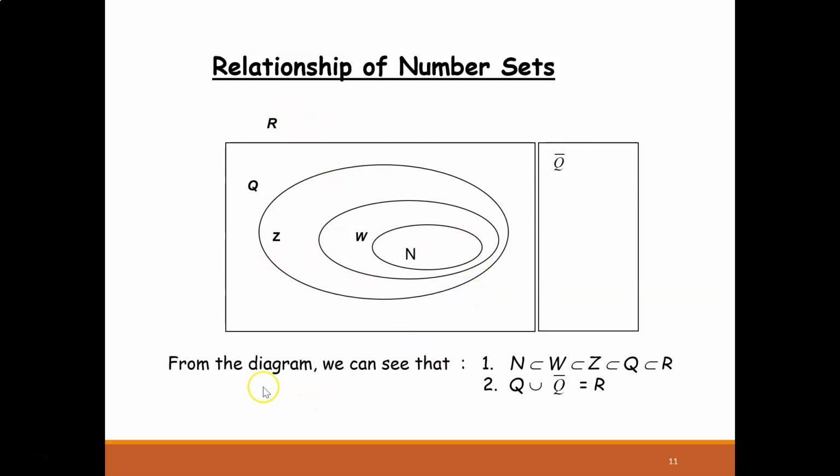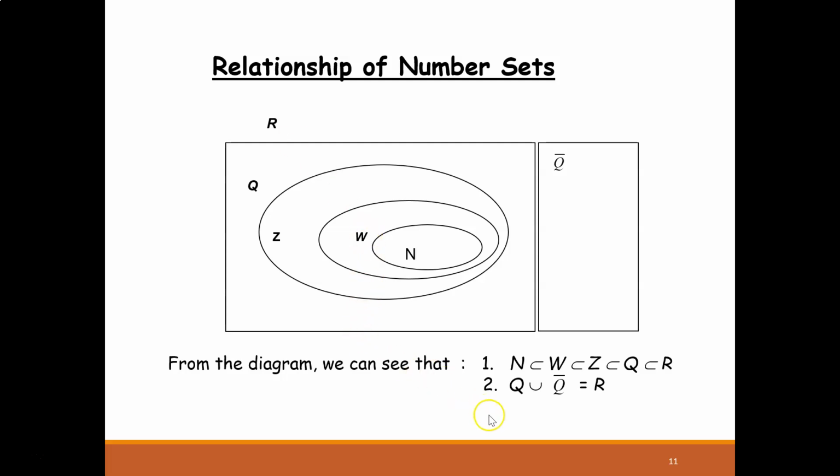Okay, so this is the whole picture of the relationship of number sets we have learned previously. From the diagram, we can see that natural numbers is a subset. The symbol over here is subset, ataupun kita panggil anak kepada. N is anak kepada W, W is anak kepada Z. N is a subset to W, W is a subset to Z, Z is a subset to Q, and Q is a subset of R. Maksudnya semua ni terangkum ke dalam R. R is the biggest set.